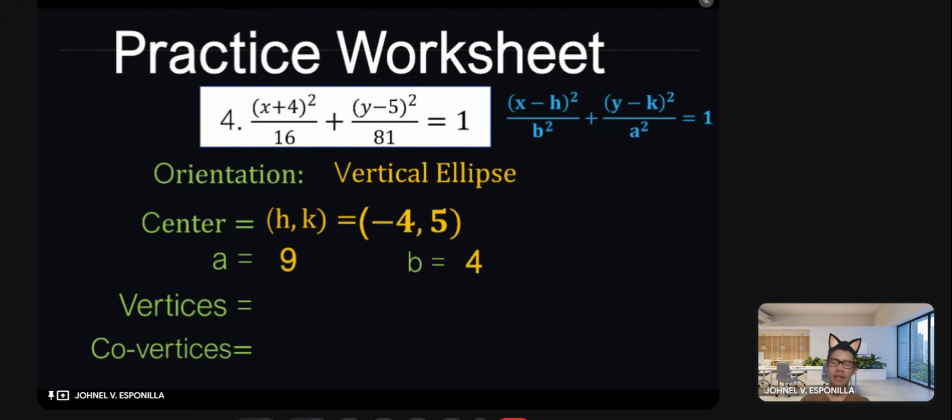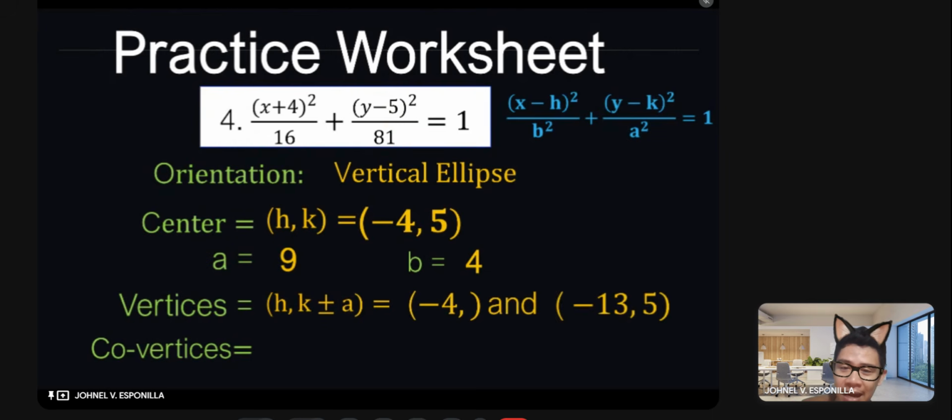Very good. So what then are the vertices of the ellipse? So h natin ay -4. So kopyahin lang si -4. Focus tayo sa k which is 5. Then plus minus sa a which is 9. So 5 plus 9 ay 14. Okay, nawala ako sa 14. And we have, okay, pause ko ulit.